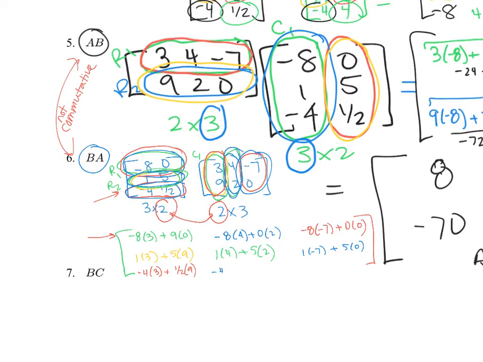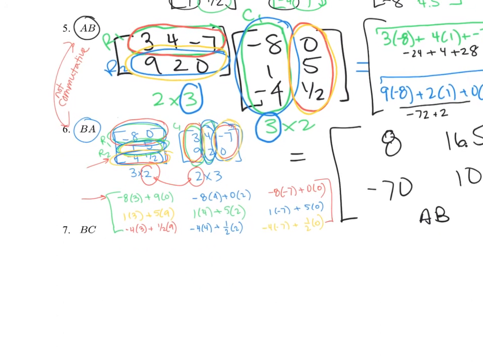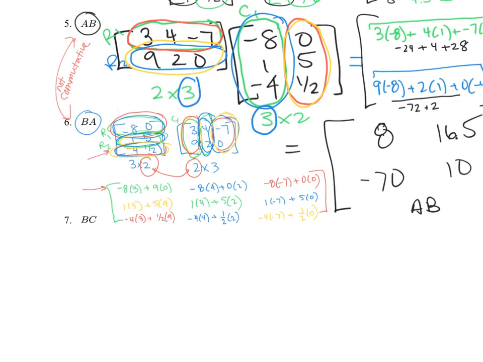That'll be negative 4 times 4 plus 1/2 times 2. And then the last one, again, bottom row, third column, that'll be negative 4 times negative 7 plus 1/2 times 0. And then we need to simplify that. So I know I'm running out of room here. This is going to equal, so let's see.